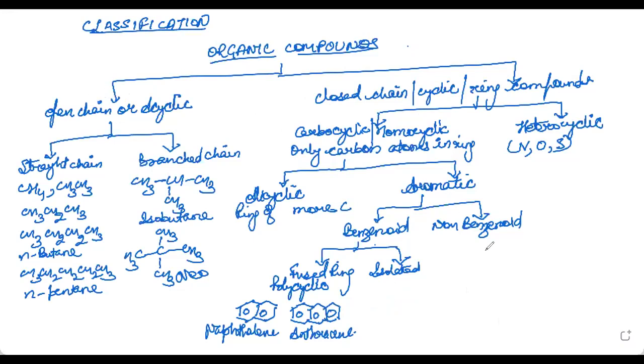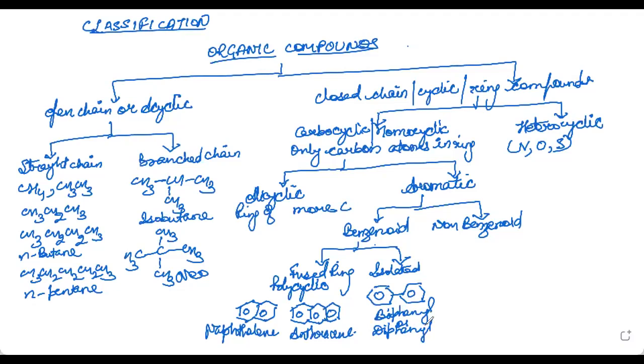Okay, now here we have this benzene ring, one benzene ring, and the other benzene ring. They are joined together by a bond. This is isolated, right? Now this is biphenyl or diphenyl. This compound's name is biphenyl or diphenyl.